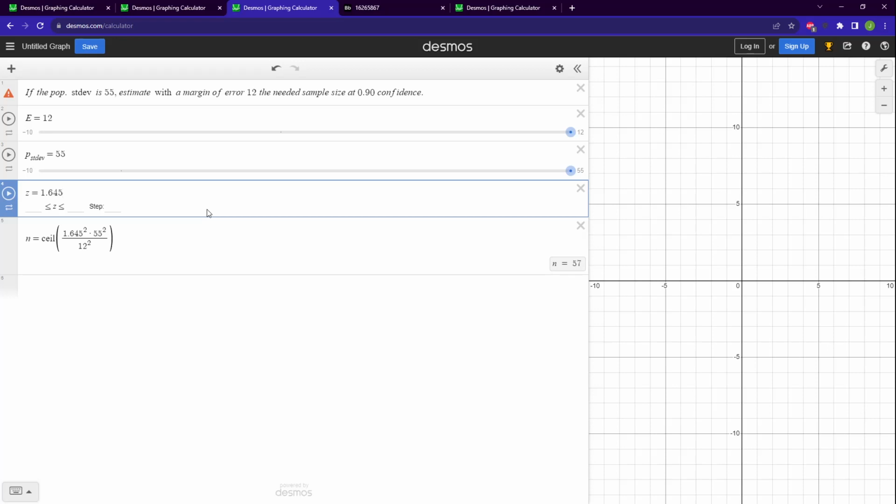Even if your final answer is 56.001, you have to round that up to 57. You might ask, why? 2 reasons. Number 1, how exactly do we sample 1% of a person? That doesn't make any sense. How exactly are we going to have half of a car?